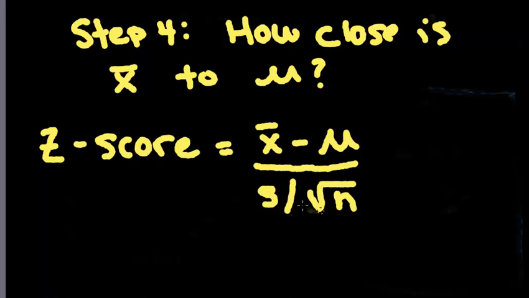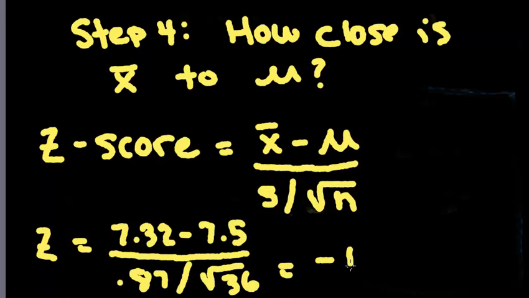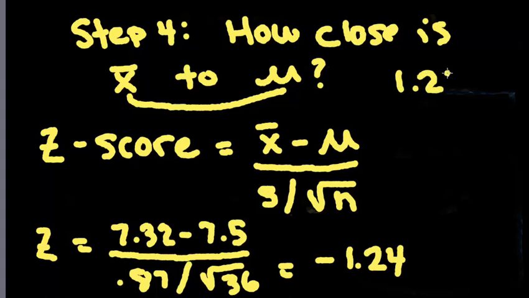the normal curve. So if we do that, we have x bar is 7.32, subtract that 7.5, our known value, and we had calculated S to be 0.87 divided by the square root of 36. We do that, we get negative 1.24. So this means that these two items are 1.24 standard deviations away from each other. And x bar is smaller than mu, and that's what the negative means. It simply means that x bar is below mu.